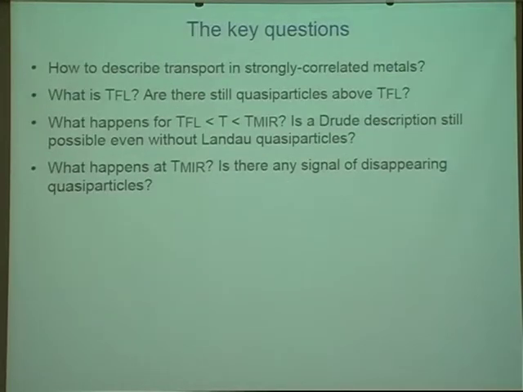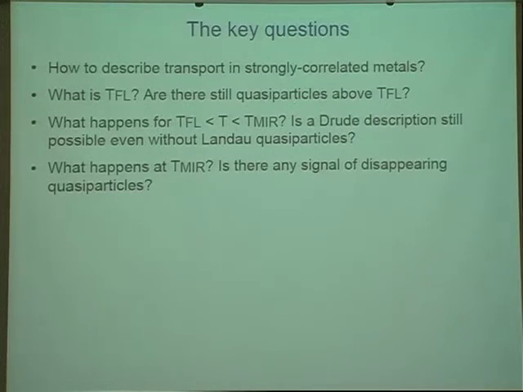Okay, so basically the key question I'm trying to address here is how to describe transport generally in these strongly correlated systems. And as I told you, this Fermi liquid temperature and the Monte-Carlo temperature are two very distinct scales. So what is this T Fermi liquid, and what happens when I go above T Fermi liquid? Do I still have quasiparticles? How do I describe them? What happens all the way to this other energy scale, the Monte-Carlo temperature?